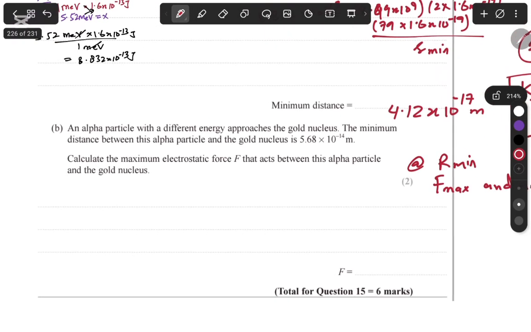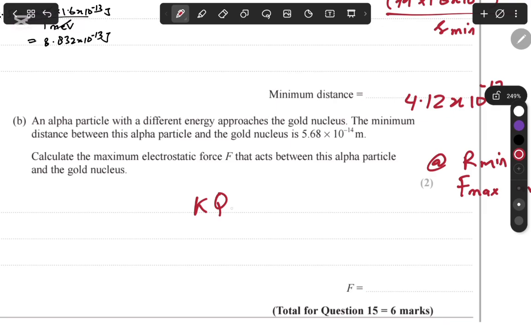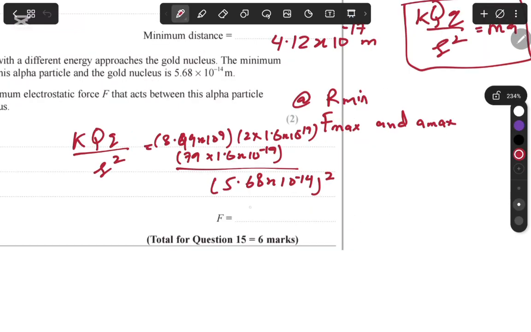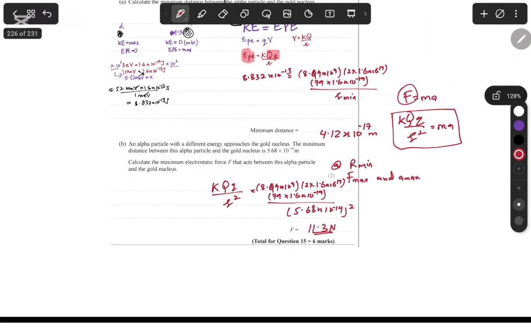Okay, but this is just an important point to highlight here. This question is pretty simple. You just have to use kq1q2 over r square, and you're just going to plug in the values. I've plugged in all the values. You already know all of these values from the previous part. Just plugged in the minimum distance square. Now I'm going to get the force. So you're going to get the answer as 11.3 newtons. And that's all for this question. Okay, I hope that was clear.